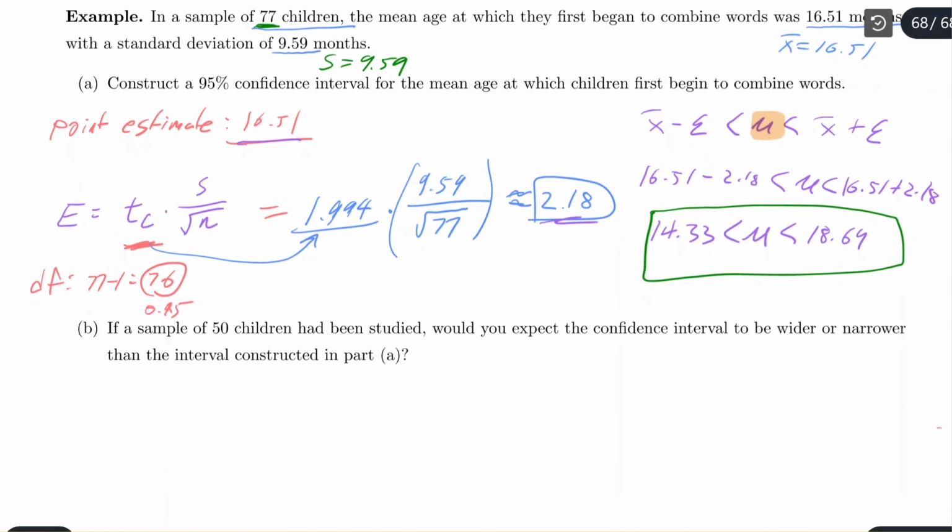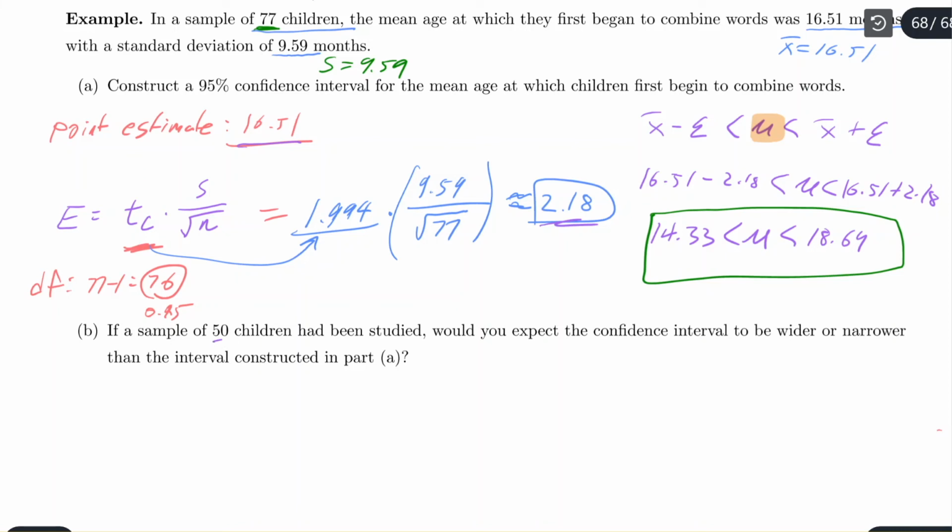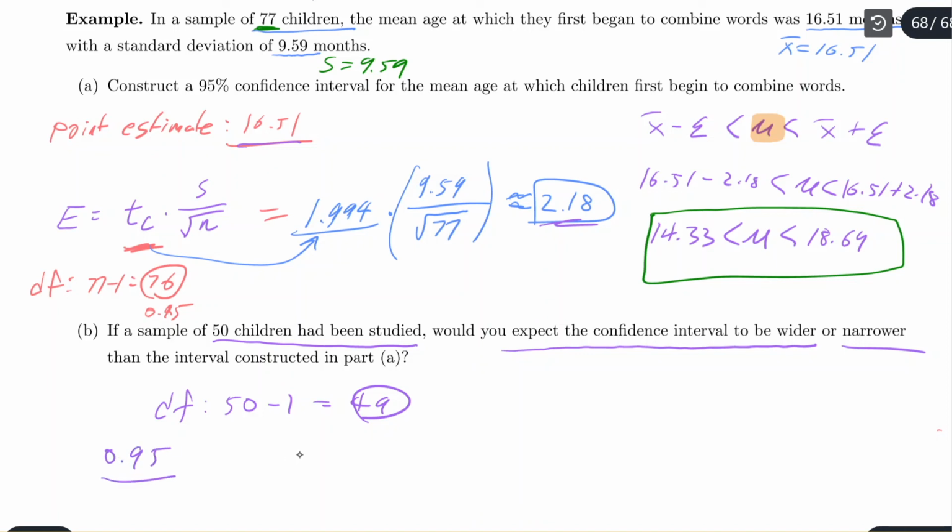So part B, if a sample of 50 had been studied, would you expect the confidence interval to be wider or narrower? Well, let's assume that the sample mean and sample standard deviation are the same. In that case, because the sample is smaller, the margin of error will be bigger because the critical value will be bigger. And we can test it by actually finding the critical value. Degrees of freedom is 50 minus 1, 49, with a 95% confidence interval.